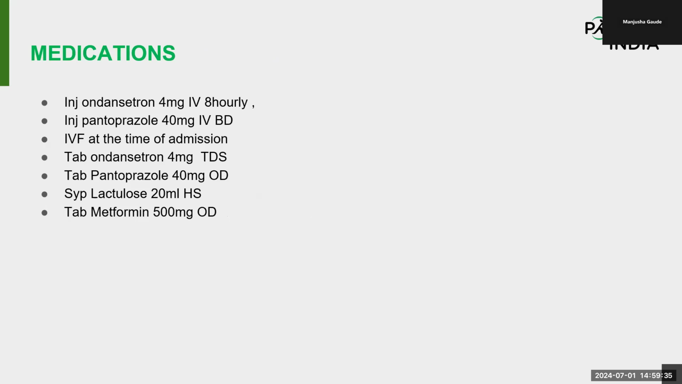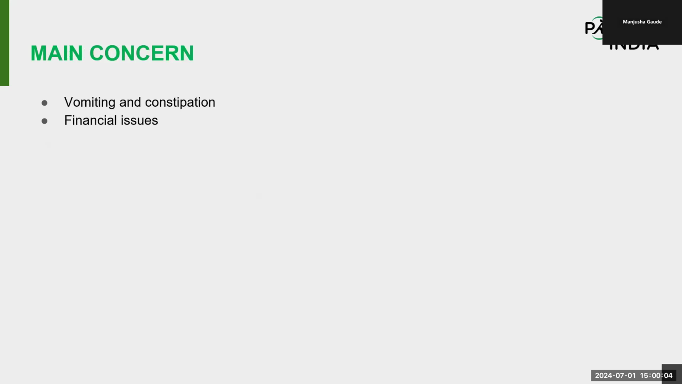When she was admitted, she was given ondansetron 4 mg IV 8 hourly, injection pantoprazole 40 mg IV BD, IV fluid at the time of admission, and she was discharged on oral medications, oral ondansetron 4 mg TDS and pantoprazole 40 mg OD, syrup lactulose 20 ml at night, and she was taking tablet metformin OD for DM. Her main concern was vomiting and constipation and her financial issues. Next.